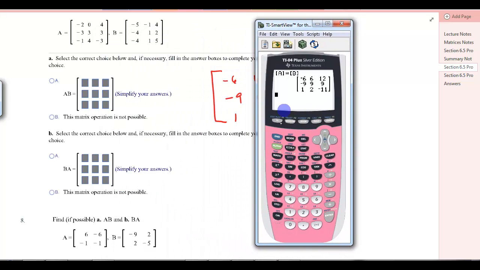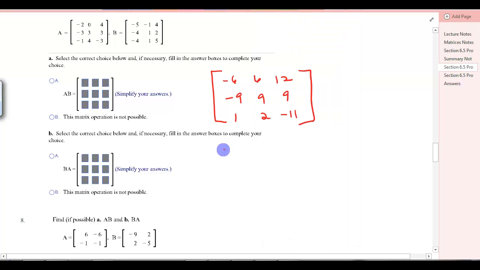All right, and then we're going to go back in, second matrix, grab B, times second matrix, A, and enter. We totally got different numbers. Let's write those here. We got 9, -13, 35, 3, 11, -19, 0, 23, -28.